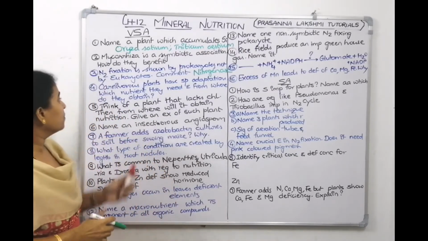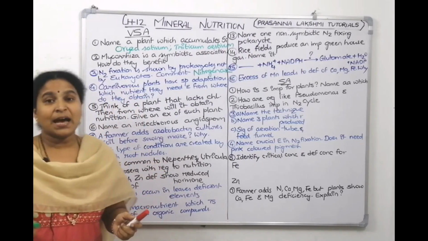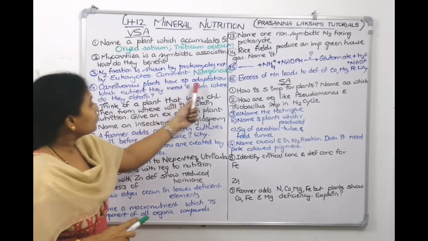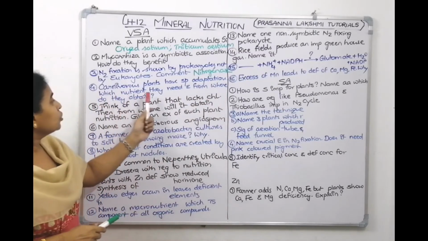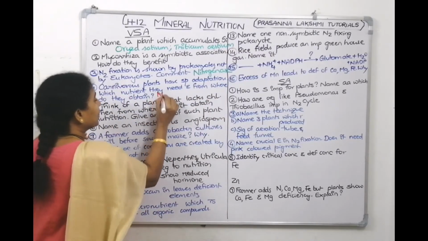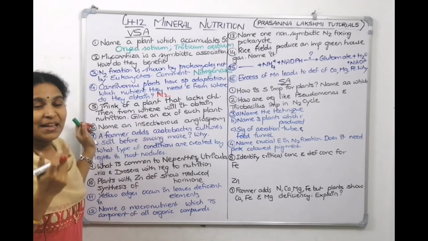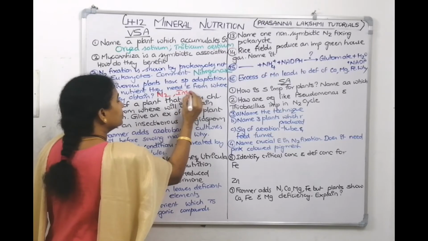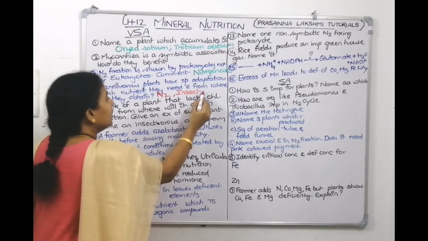So it's an adaptation. Carnivorous plants, since they are eating insects, they are called carnivorous plants. Carnivorous plants have special adaptations. Which nutrient they need? They need nitrogen. And from where do they obtain? They obtain it from the insect body. They obtain it from the insects.